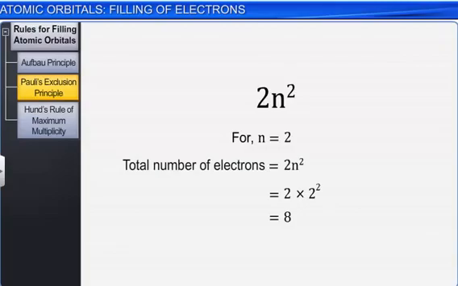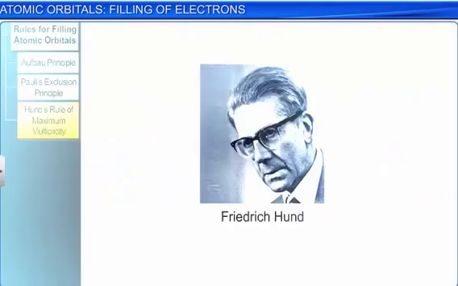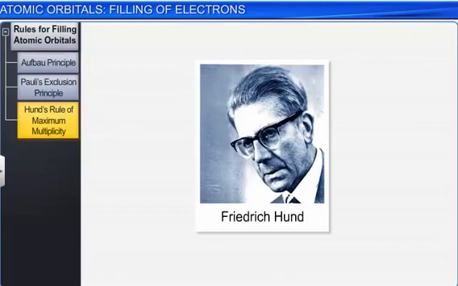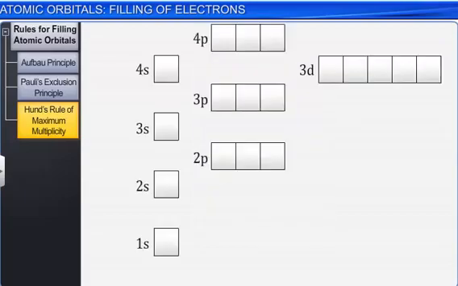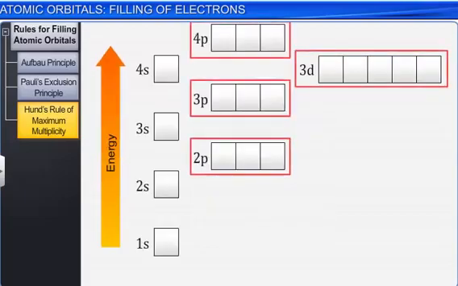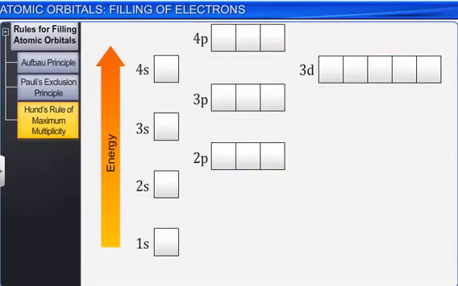The third rule of filling of electrons into the orbitals was proposed by Friedrich Hund. It is called the Hund's rule of maximum multiplicity. This rule helps in filling of electrons into the orbitals of same subshell. The orbitals belonging to the same subshell have same energy and are called degenerate orbitals.